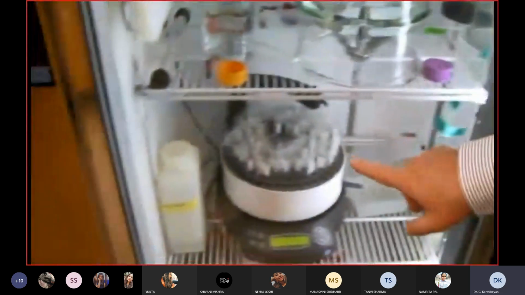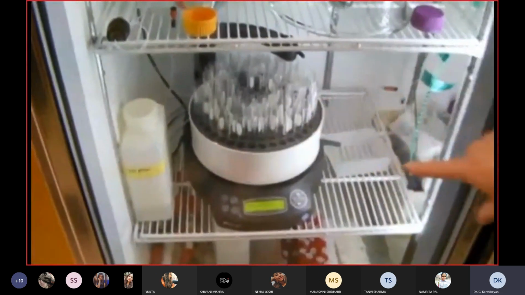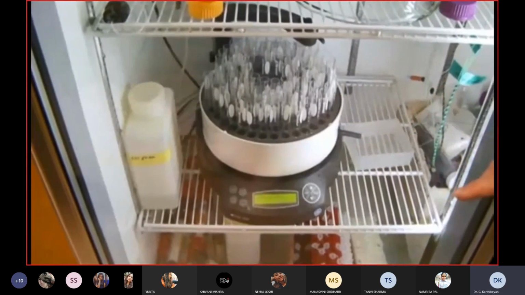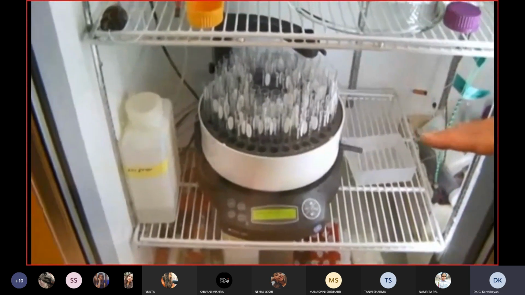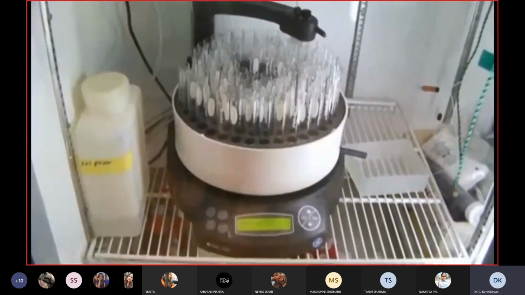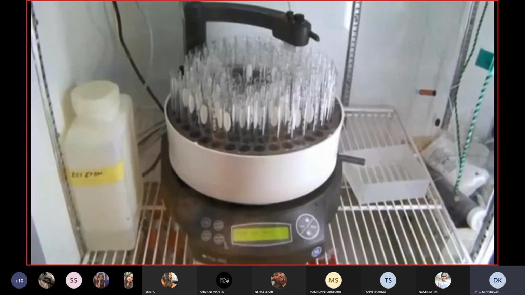So the solution is going to come down and then come over, and we're actually collecting fractions. This machine has a bunch of individual tubes for fractions, and it's going to collect a certain volume and then move to the next tube and then collect the same volume and keep going.